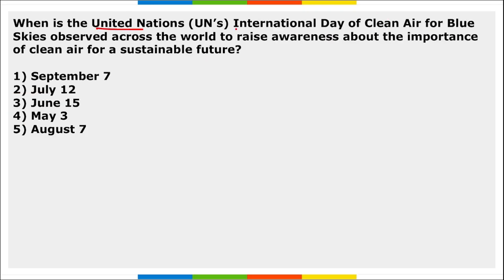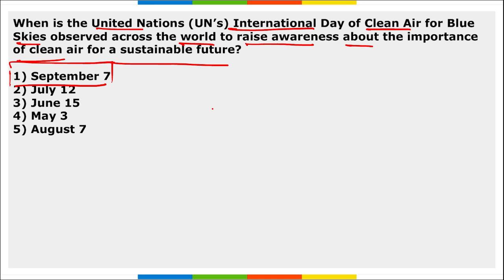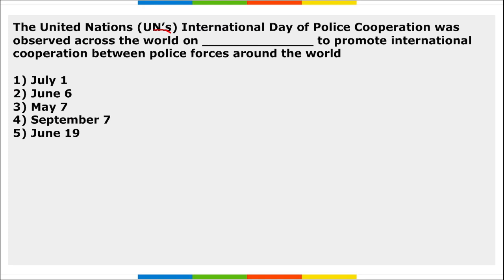Next, when is UN International Day of Clean Air for Blue Skies observed across the globe to raise awareness about the importance of clean air for a sustainable future? So it is 7th of September we observe this day, and the theme for this day is invest in #cleanair now. And the first ever International Day of Clean Air for Blue Skies was observed on 7th of September 2020.